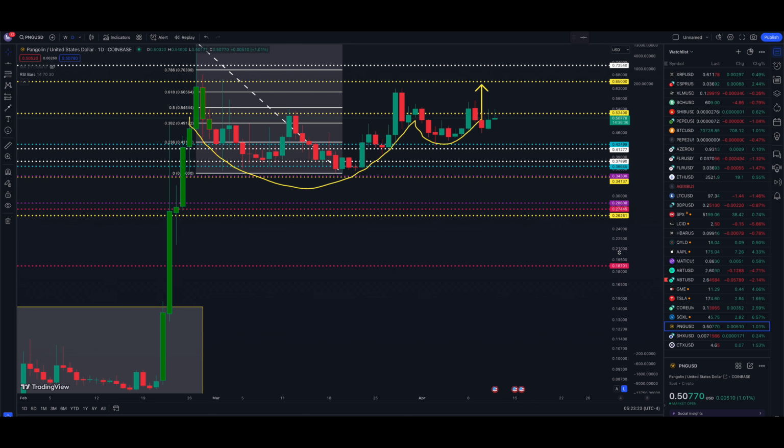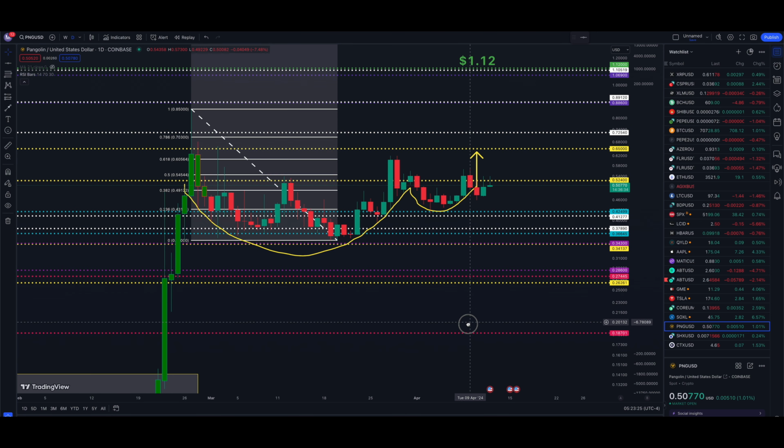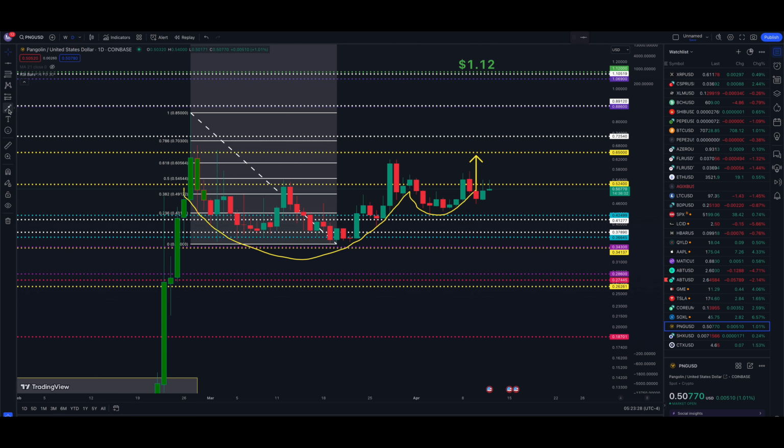So we have PNG still within a cup with handle, starting to drag out a bit here. We have Bitcoin still sitting sideways. So you can see on the chart here, we have Pangolin within this cup with the handle still finding resistance. So the resistance level right now is at 52,400. That's this yellow line on the chart right here, this dotted line that runs horizontally on your screen.